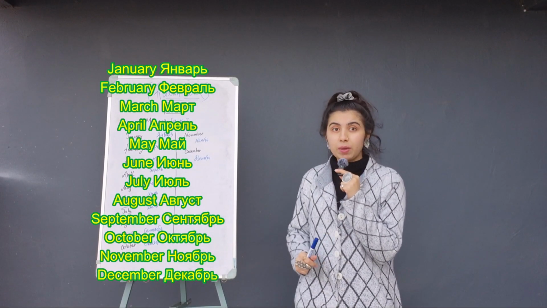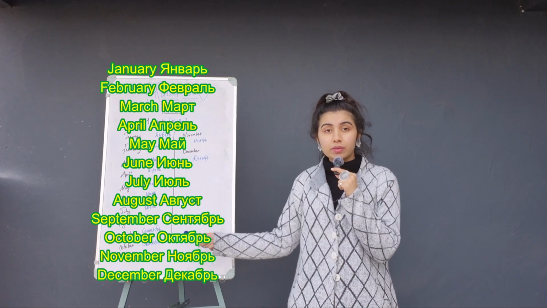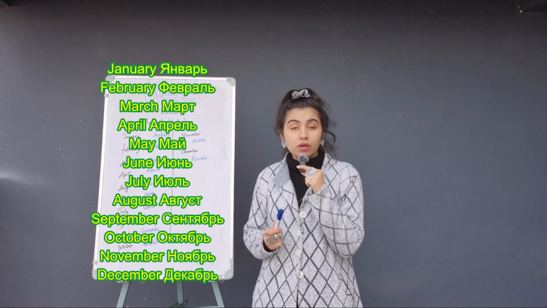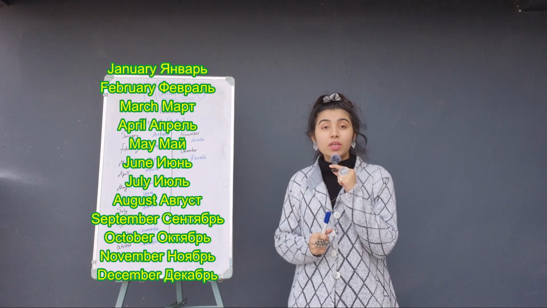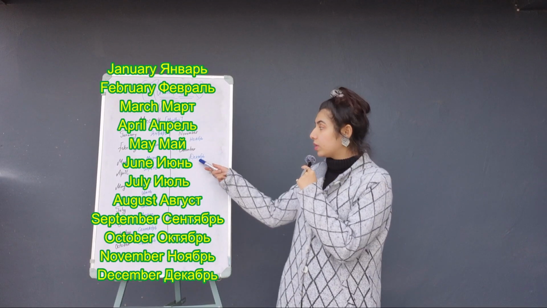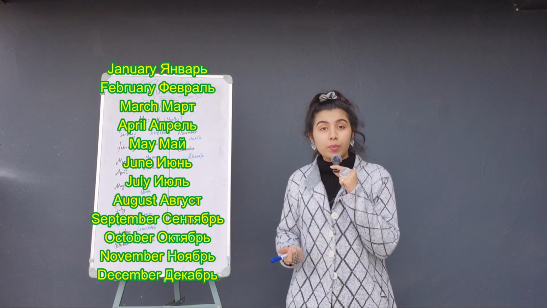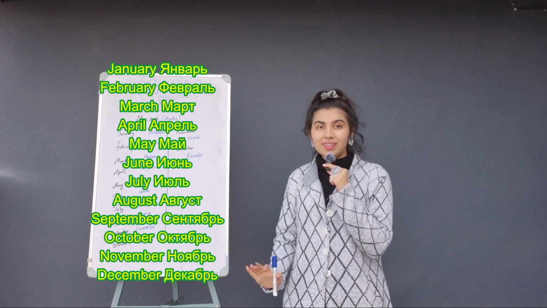Now, how do we say September? September is September. October is October. November is November. December is December. Very easy, right?